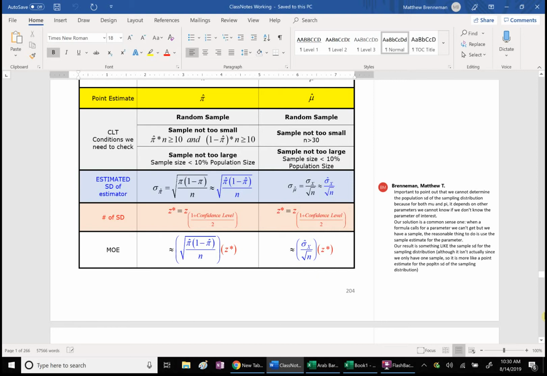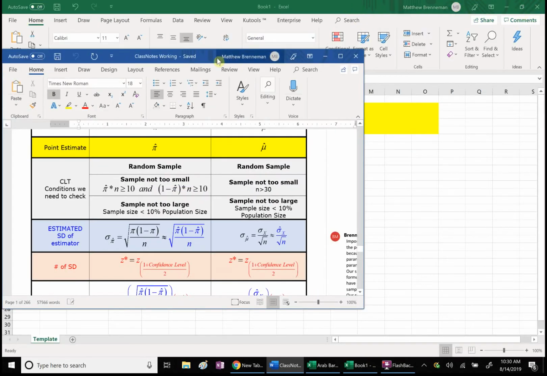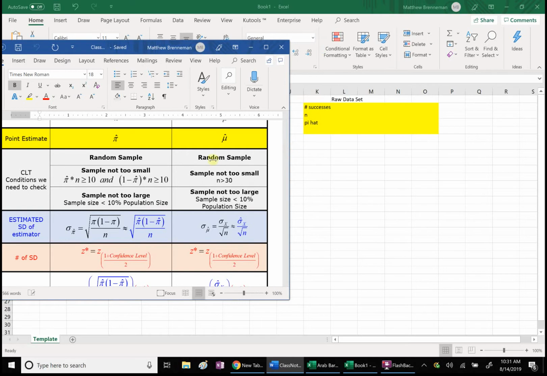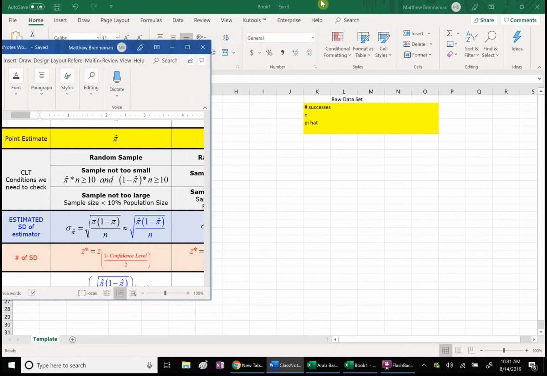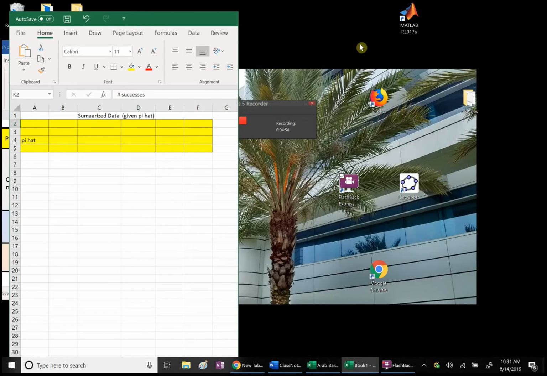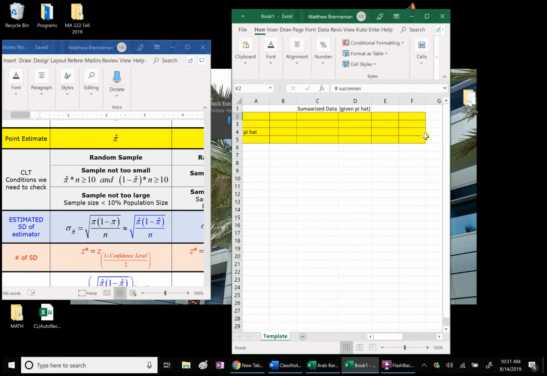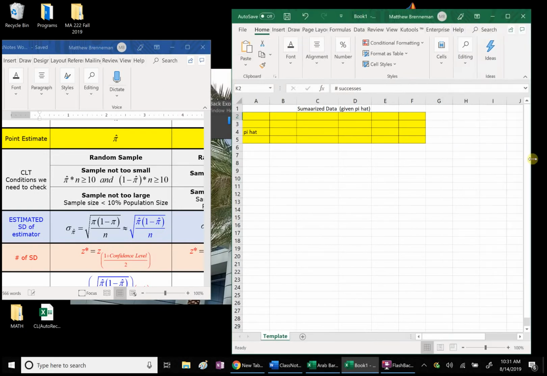Let's break these down. Let's compute the z-score first. Let's compute the estimated standard deviation of the estimator, and then we'll multiply them and get the margin of error. I can split my screen a little bit here and we'll see how this works out. Of course, this calculation will be the same for both summarized and raw data sets. So I can simply copy and paste the calculations for the summarized data set onto the raw data set.